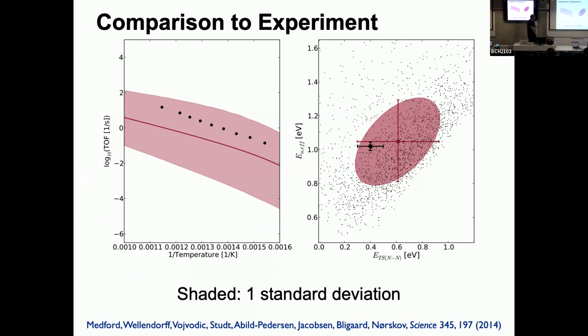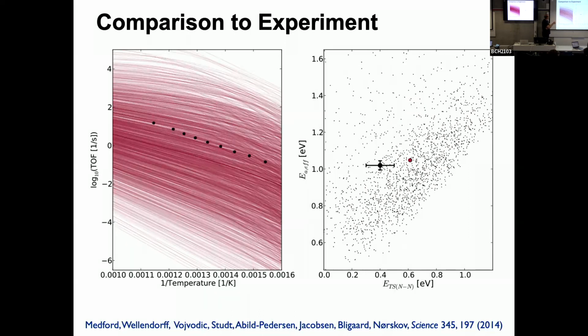Yeah, it is the one standard deviation of this ensemble of functionals around the optimal functional, which is the best fit functional in the model.